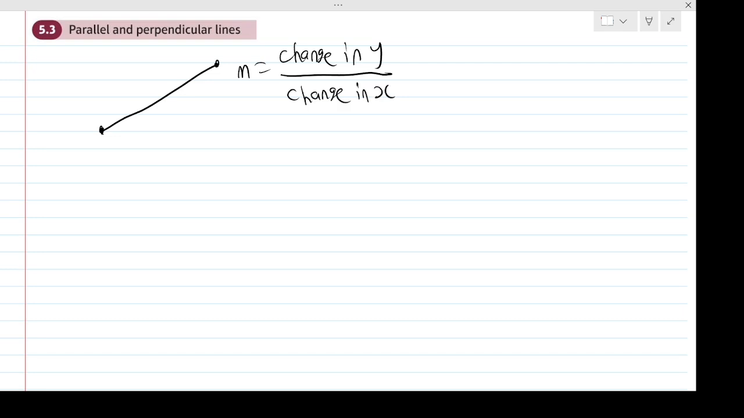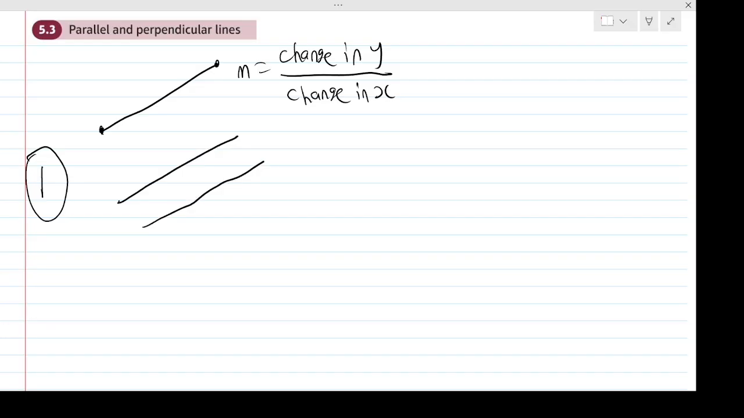Now, in this chapter, we're going to look at things called parallel and perpendicular lines. Now, what we're going to look at is two different pairs of lines. And so, firstly, we're going to look at this sort of case. What if two lines have the same gradient? So we have this line here, and then what if it has the same gradient?